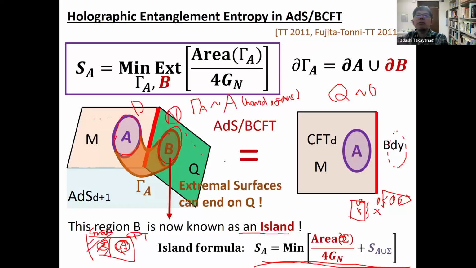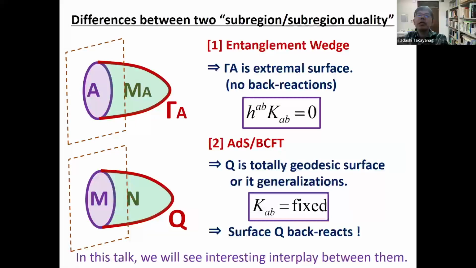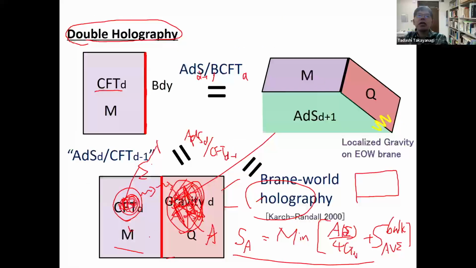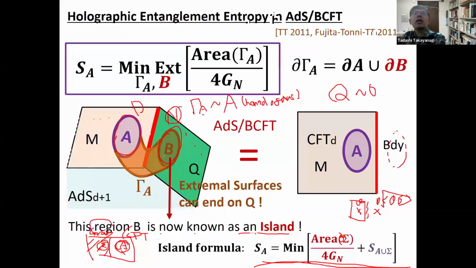But there is an end of the world line, so using this brane world picture, it looks like not only A but also Q. There is a gravity located here. So the dual theory looks like gravity coupled to CFT, right? Gravity coupled to CFT. And we calculate the entanglement entropy for region A of CFT, but there is actually contribution from island.